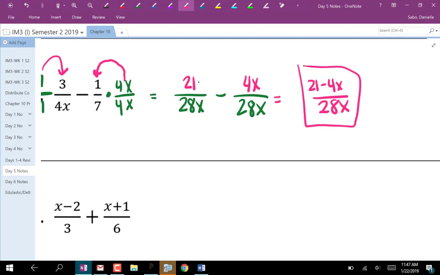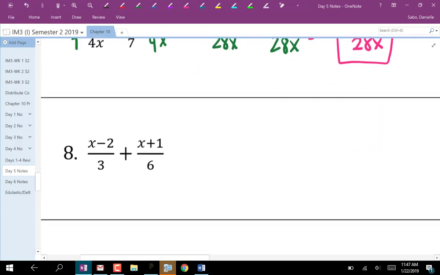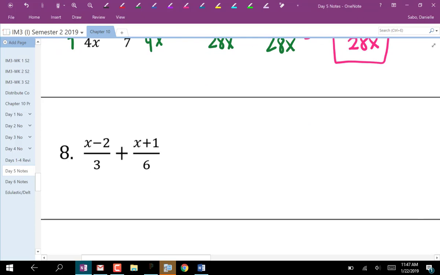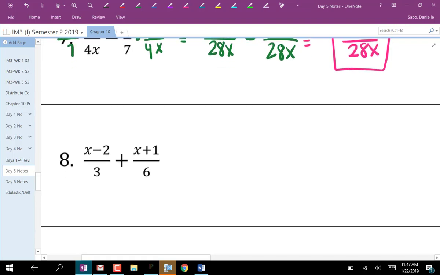Okay, last one. Last one here. So we have 3 and 6. Does anyone know what the LCD is right away? 6. Okay, here's how I kind of just know that without writing anything. 3 can go into 6, so that's got to be 6. If they can go into each other, like here, 4 did not go into 7. The smaller number did not go into the bigger number. That's why I had to do some work.